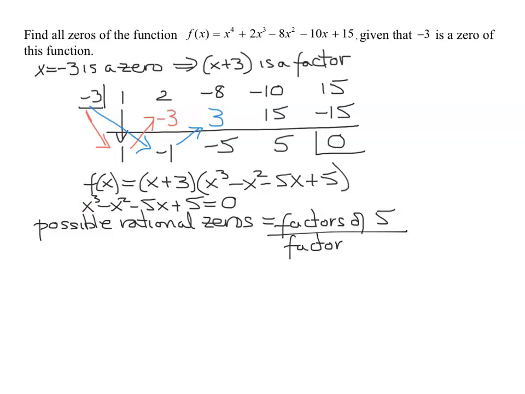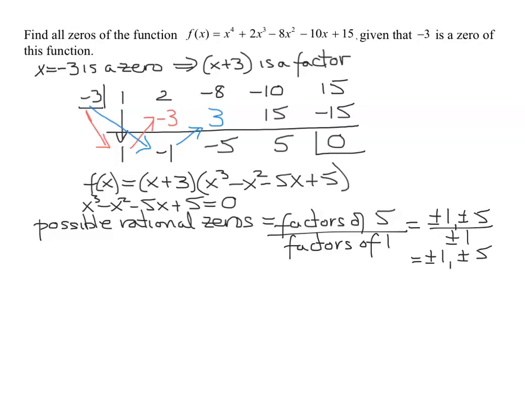So there aren't too many possible rational zeros. The factors of 5 are just plus or minus 1 and plus or minus 5. The only factors of 1 are plus or minus 1. So I only have 4 possible rational zeros.